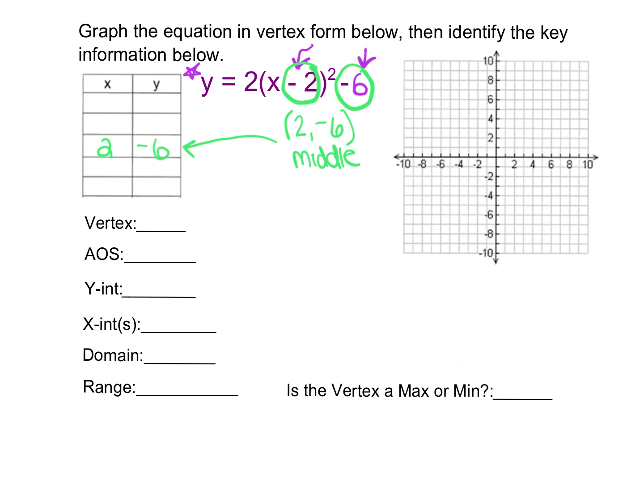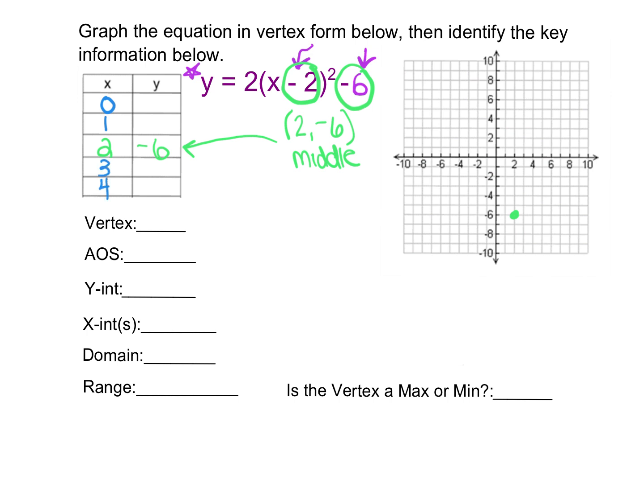Now I need to find some additional points around this because if I just plot 2, -6, I can't make a good graph of this function. And so what I like to do is go out in both directions 2 points. So here, if I go smaller than 2, I could do 1 and 0. And here, if I go bigger than 2, I can do 3 and 4.